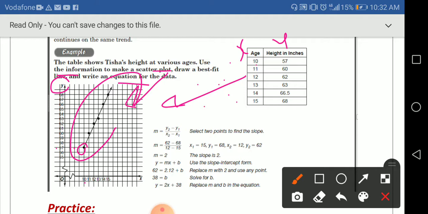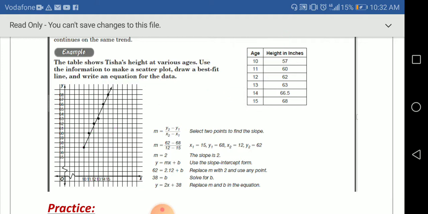So the first dot we've got is 10 and 37. So 10 on the x-axis, go up until 37, which is opposite to the y-axis. Then 11, it's 60. 11 on the x-axis, go up until 60 and draw your point. Then 12 and 13 and so on. Then I have 15 with 68.